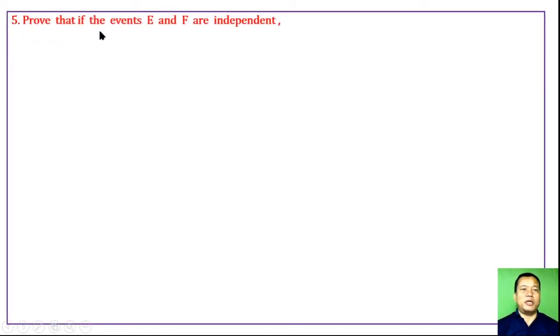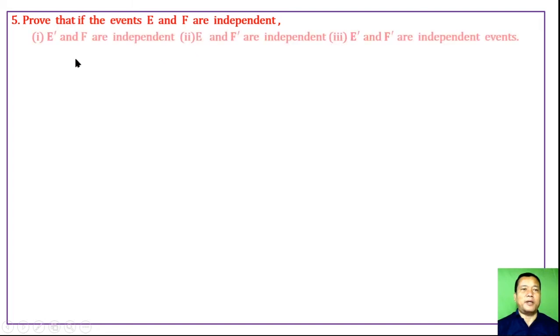Prove that if the events E and F are independent, 1. Not E and F are independent, 2. E and not F are independent, 3. Not E and not F are independent events.